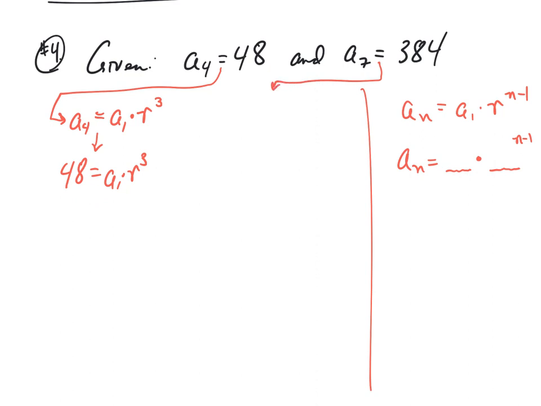I have to take our formula and replace a sub n with a sub 7. That's then going to be equal to a sub 1, which I do not know, times r, which I do not know, raised to the 6th power. 6th power because the power has to be one smaller than the term number. Then I get to replace a sub 7 with what it's actually equal to, which is 384.